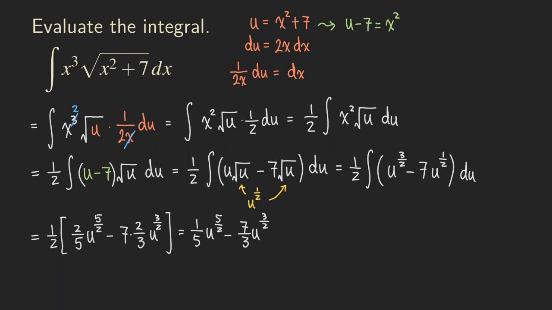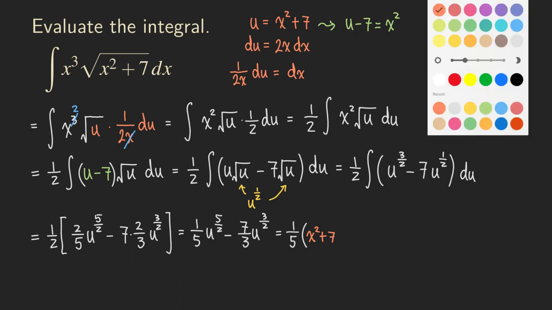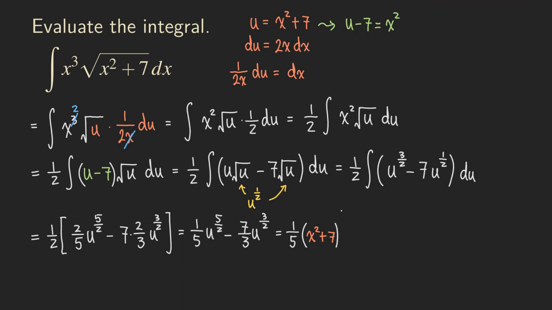Okay, lastly is really just to switch the u back to the original variable. So u is turned into x squared plus 7. And then 5 over 2 minus 7 over 3. And then again, it's going to be x squared plus 7 to the 3 over 2, and then we plus the constant c. And then we are finished with this problem.